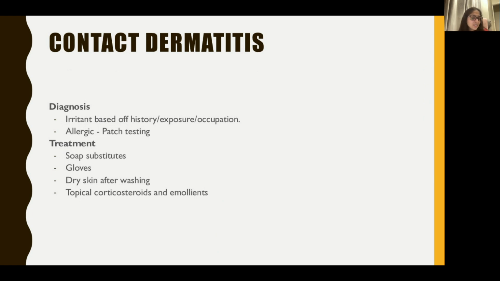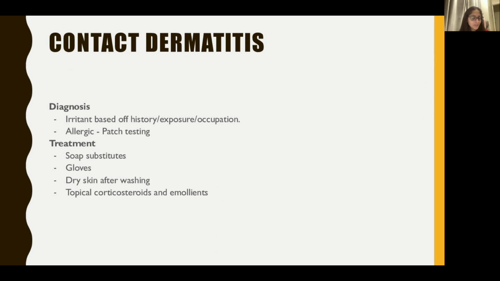So we would diagnose this based off their history, any exposure that they've had, or any occupational hazards that they've come across. And if we believe it's allergic, we would do patch testing. And in terms of treatment, we would give them soap substitute. If it is related to detergents and things, we would ask them to change it, try gloves and dry skin after washing to remove the irritation, and sometimes topical corticosteroids may also be needed, and of course emollients will be used.